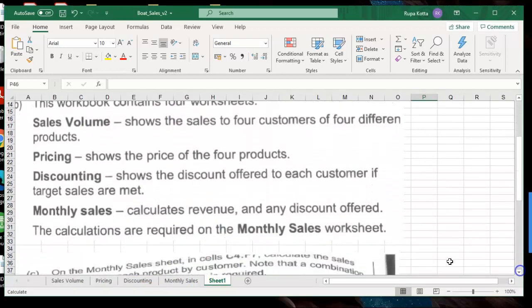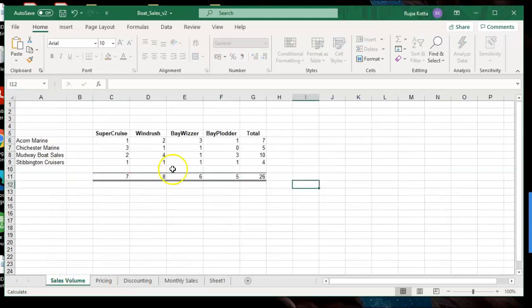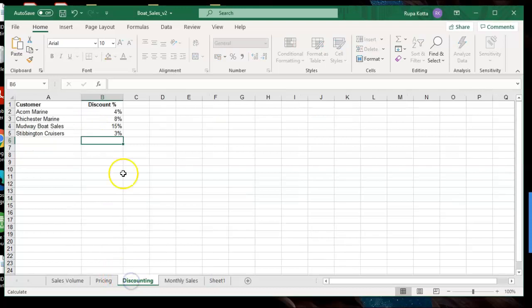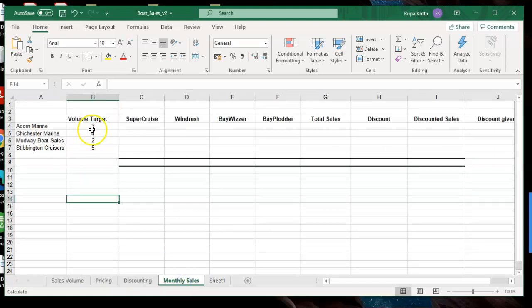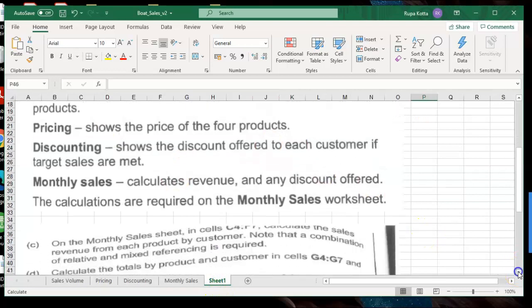Discounting shows the discount offered to each customer if the target sales were met. If you see in the sales volume, they sold 7, and in the monthly sales the target is 3. So if the target is met, then they will get a discount of 4%. If the target is met for the other customers, it is 8%, then 15% and 3%. But the targets for each customer are also different. So this is all the information about the sheet. Let's do what we need to do.